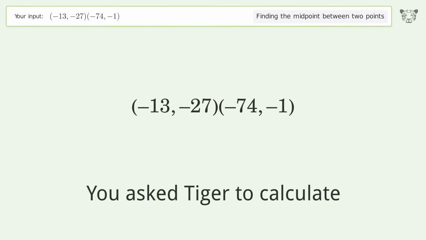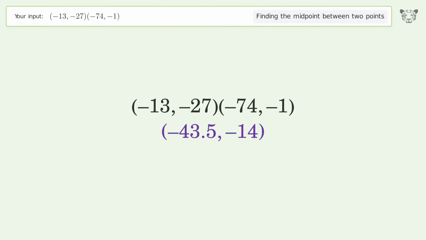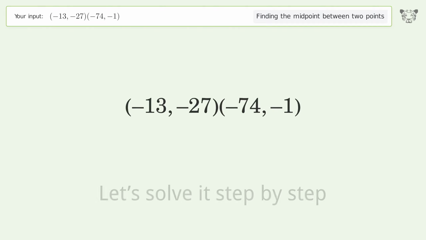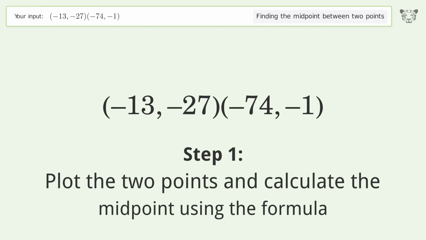You ask Tiger to calculate. This deals with finding the midpoint between 2 points. The midpoint between the 2 points is -43.5, -14. Let's solve it step by step. Plot the 2 points and calculate the midpoint using the formula.